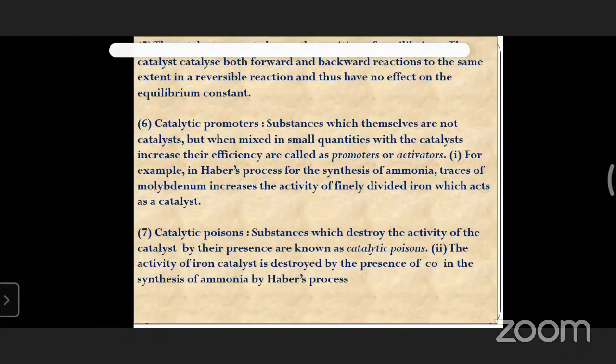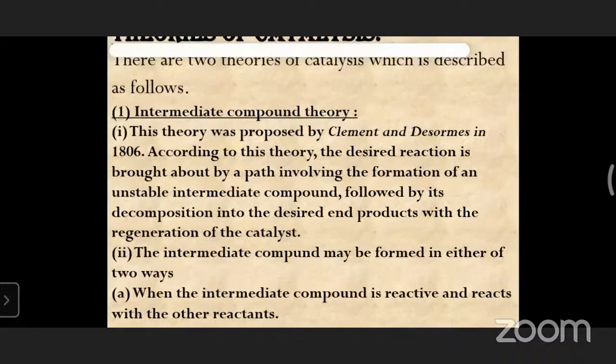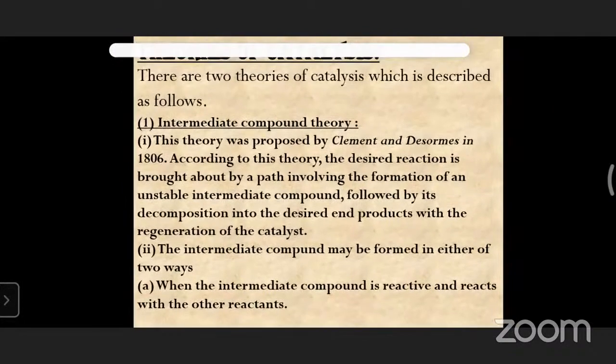Next, we'll see the theories of catalysis. What are the theories of catalysis? Catalysis is completed, and after that the types of catalysis are finished. After that, what are the characteristics of catalysis? What will a catalyst alter? How will catalytic speed increase? How will catalytic speed decrease? That we have discussed. There are two theories of catalysis, which are described as follows.